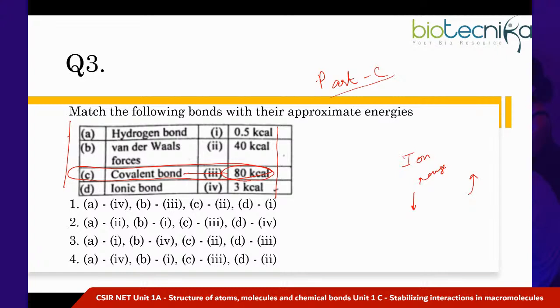Got it? So that's why Richa and Rohit will consider ionic and covalent as strongest. And the least is van der Waals. Very good, Anupam. So the least will be our van der Waals force.